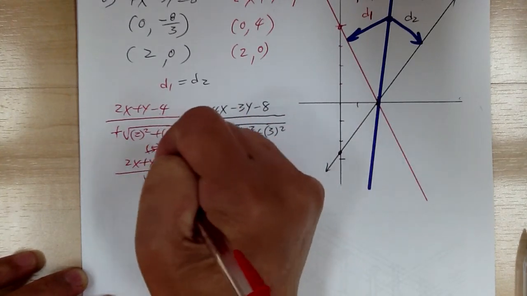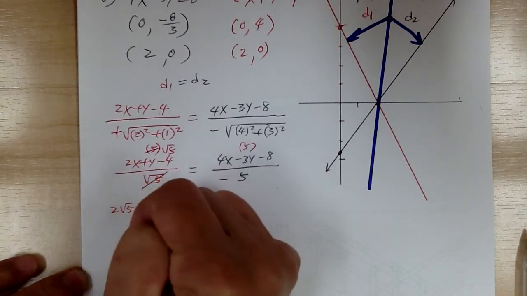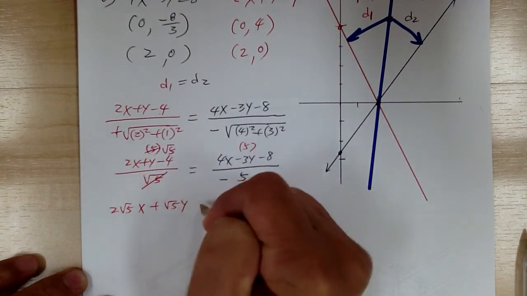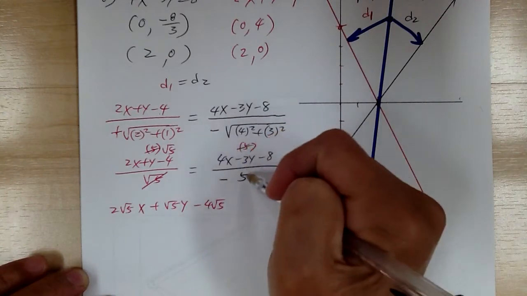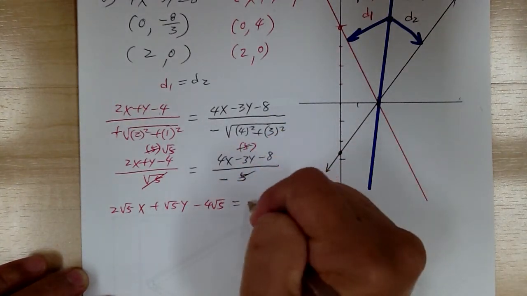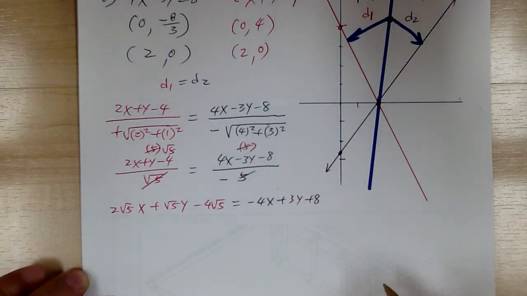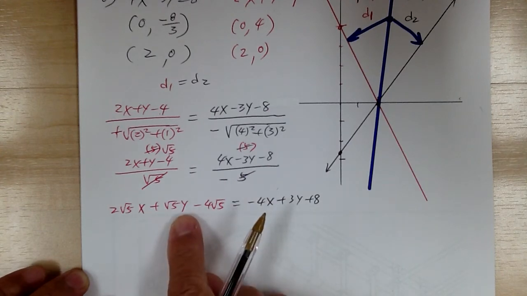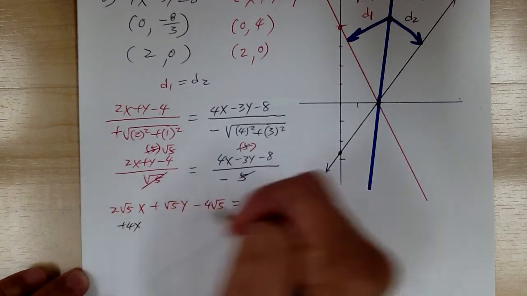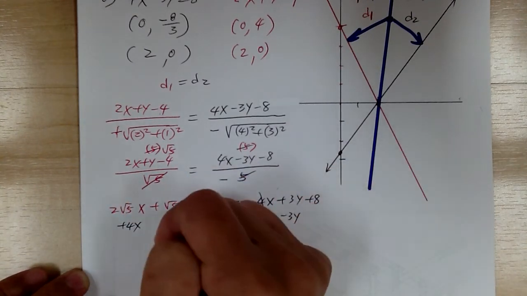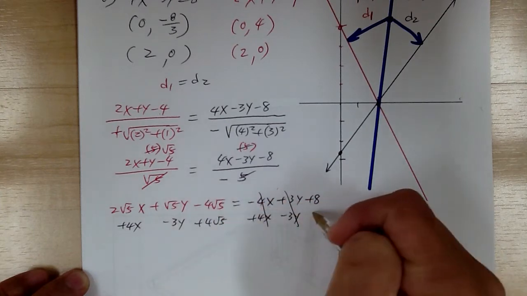So when you cancel, this will become square root of 5. Okay, so when you do that, you're going to get 2 square root of 5 x plus square root of 5 y minus 4 square root of 5. Now this one over here, the 5 will cancel out, but it's a negative. So this will equal negative 4x plus 3y plus 8. And now you're going to move the variables to this side and the numbers to this side. Okay, so adding 4x, this will cancel out, and adding 3y, this will cancel out. And I'm going to move this to this side, so plus 4 square root of 5.